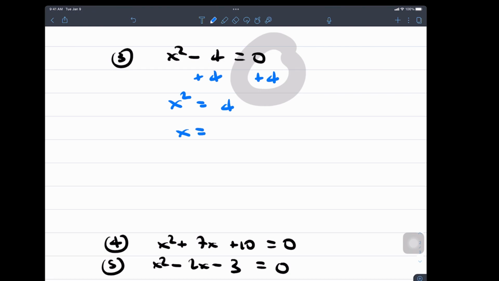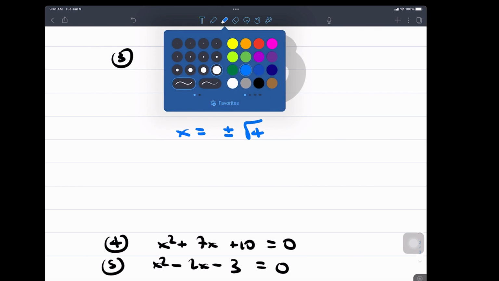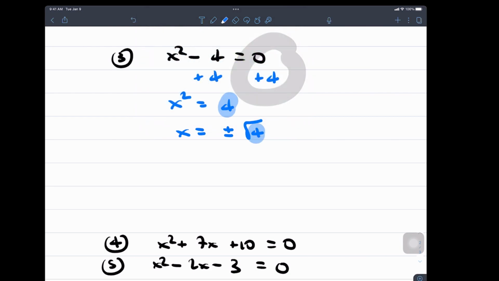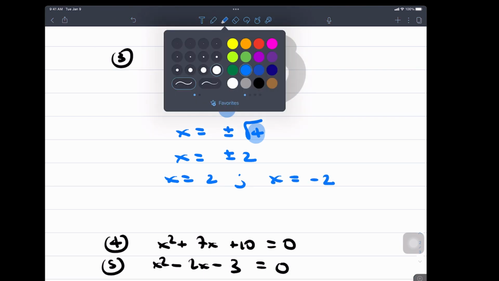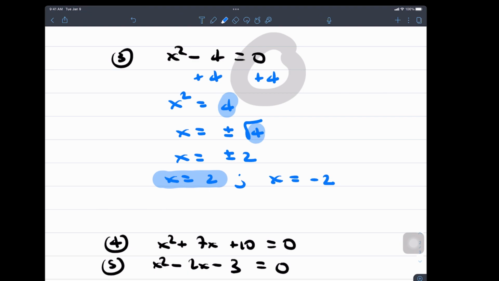And x will be what? Plus or minus the square root of 4. What's the square root of 4? X is plus or minus 2. So that means x is positive 2, and it means x is negative 2. Two solutions.